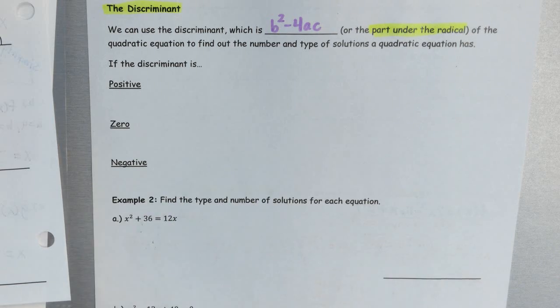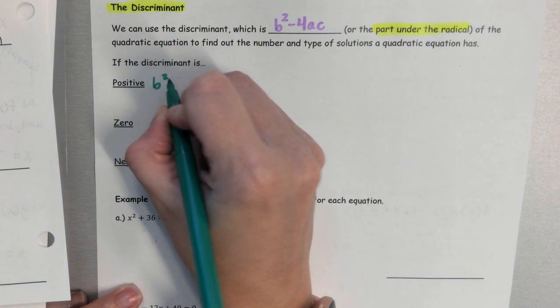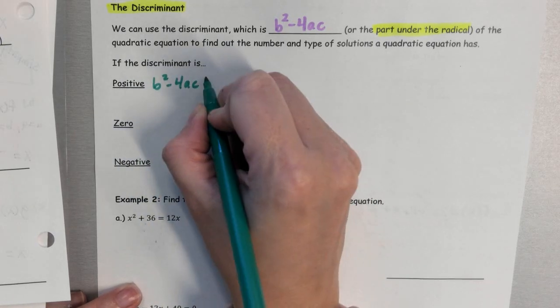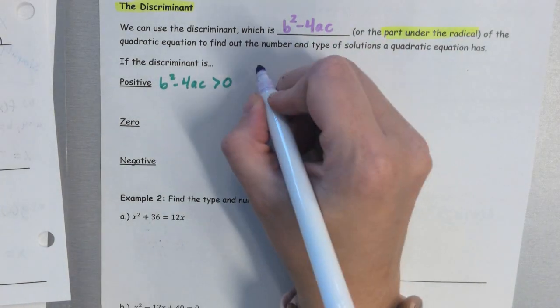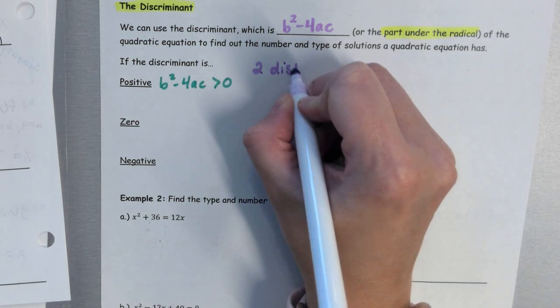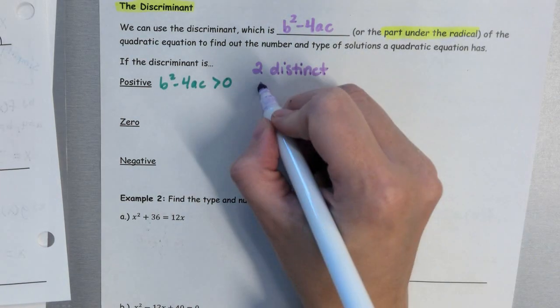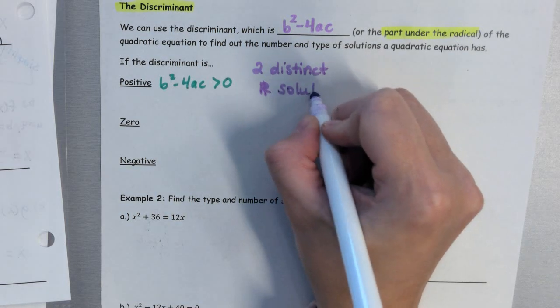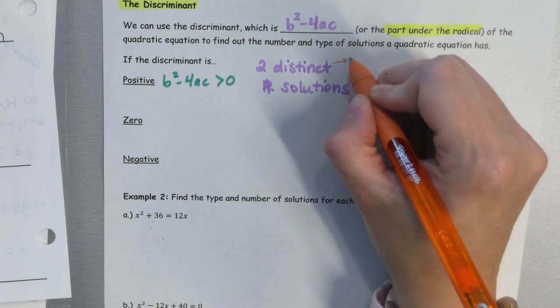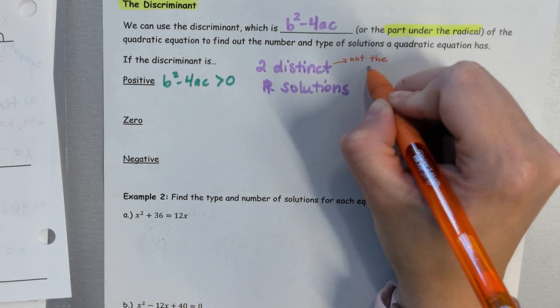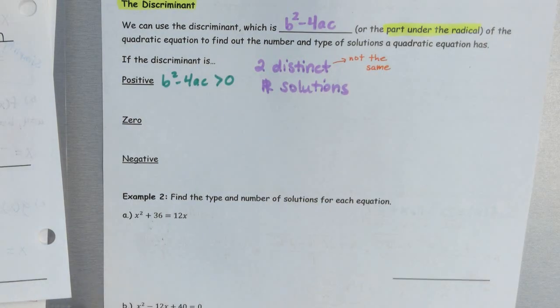If the discriminant is positive, that means when you do b squared minus 4ac, you would get a value that's greater than 0. What happens is you would get 2 distinct real solutions. And you can use the symbol for real. And when they use the word distinct, what they mean is that they're not the same. So they're 2 different real solutions.